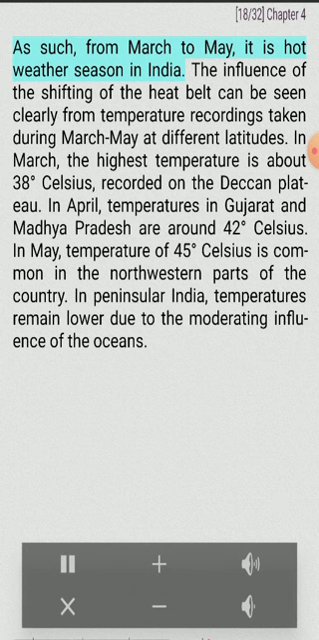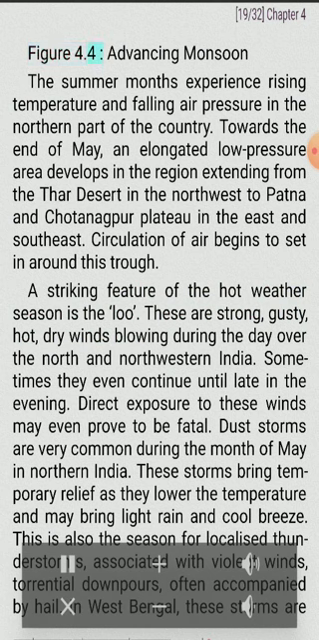As such, from March to May, it is hot weather season in India. The influence of the shifting of the heat belt can be seen clearly from temperature recordings taken during March-May at different latitudes. In March, the highest temperature is about 38 degrees Celsius, recorded on the Deccan Plateau. In April, temperatures in Gujarat and Madhya Pradesh are around 42 degrees Celsius. In May, temperature of 45 degrees Celsius is common in the northwestern parts of the country. In peninsular India, temperatures remain lower due to the moderating influence of the oceans.